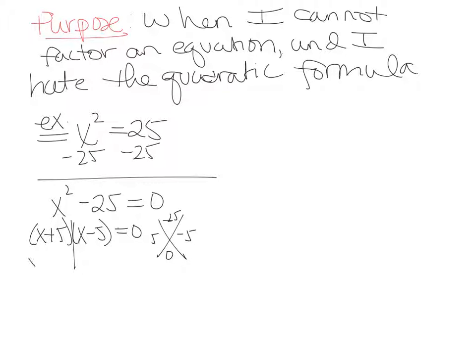Now I'm going to split it up. Over here, what's x equal? Negative 5. Over here, what's x equal? Positive 5. So x could either be positive 5 or it could be negative 5.